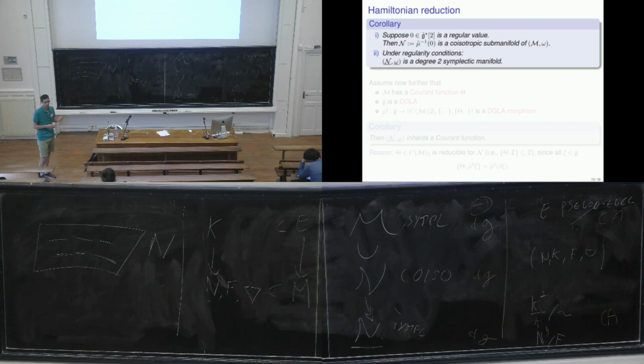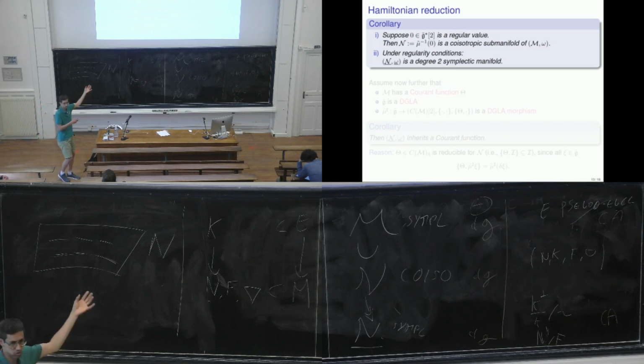And at this point, I can use the coisotropic reduction that I talked about before the summary to conclude that under regularity conditions, one gets a reduced degree 2 symplectic manifold. So I don't need to do reduction again. This is just a special case of the previous one.